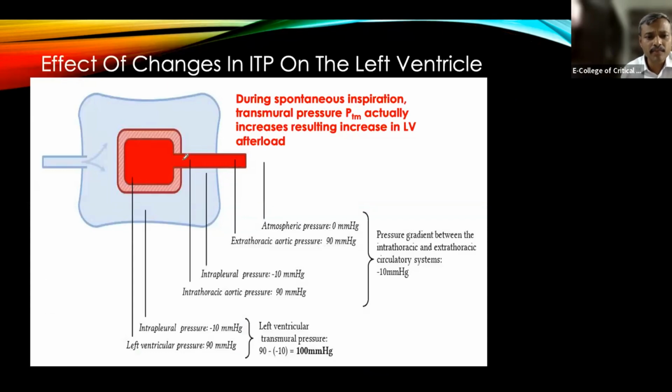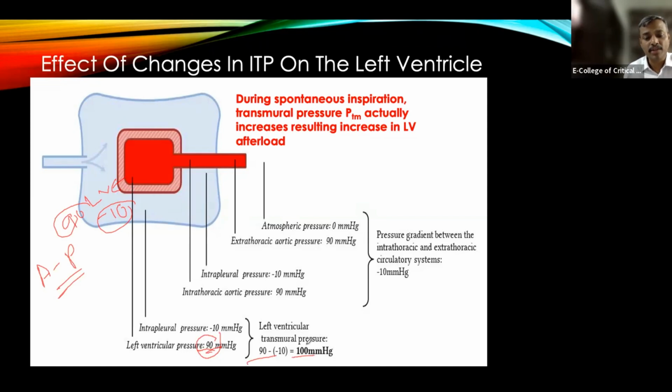This is the left ventricle. Left ventricular pressure is 90. Here the patient is breathing spontaneously. This is the pleura. Pleural pressure is minus 10. So what is the transmural pressure? Left ventricular pressure minus pleural pressure. So 90 minus of minus 10 becomes positive, so it becomes 100.